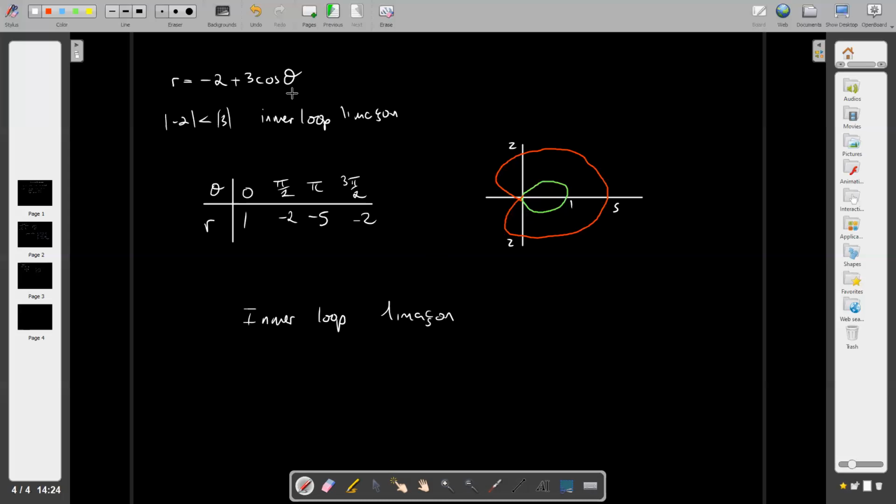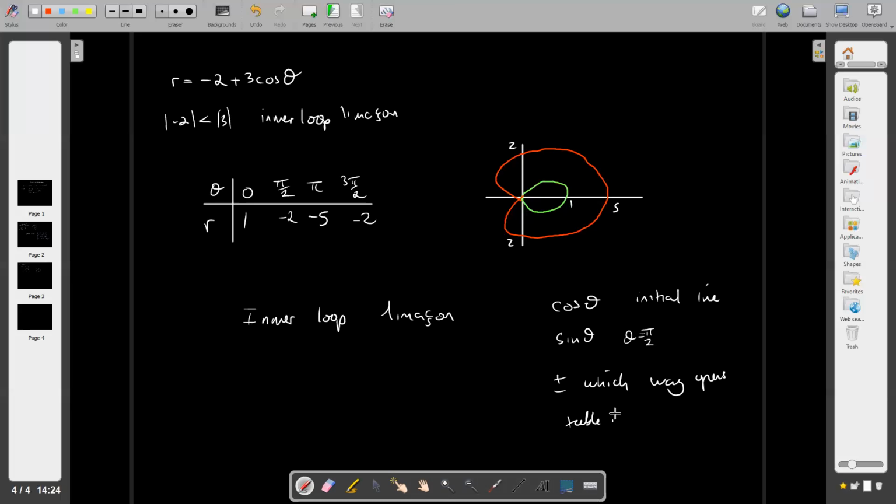So the cos part tells you which axis. So cos theta is the x-axis. Maybe I should say the initial line. The sine theta is going to be the pi on 2 axis, just to distinguish. The plus or minus is which way it opens. And then always draw a table. So those are the inner loop limacons.